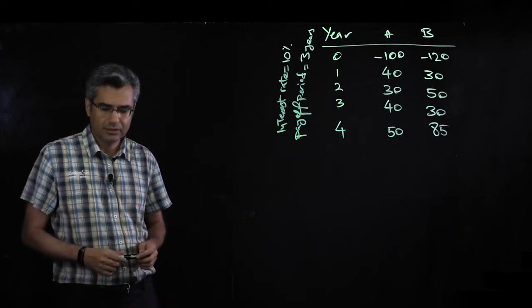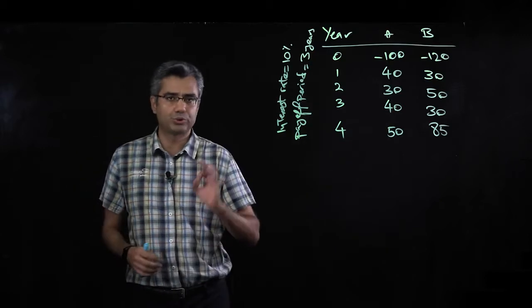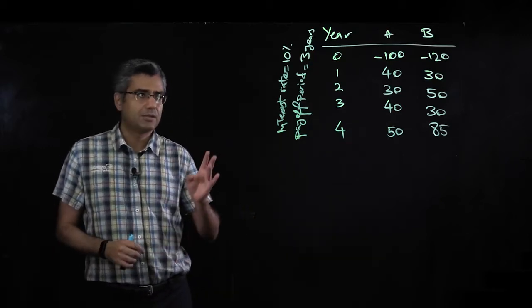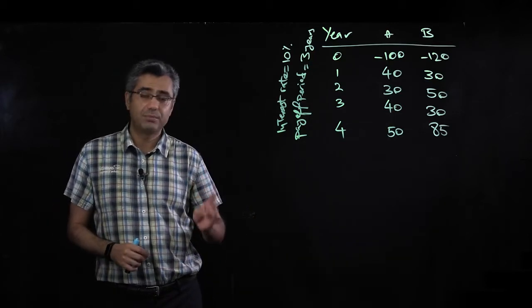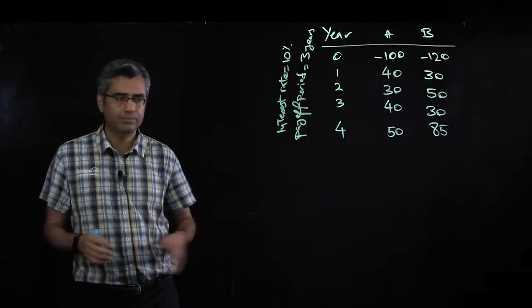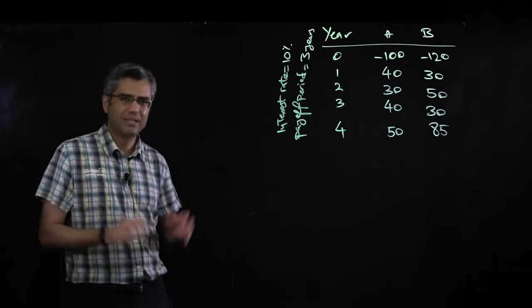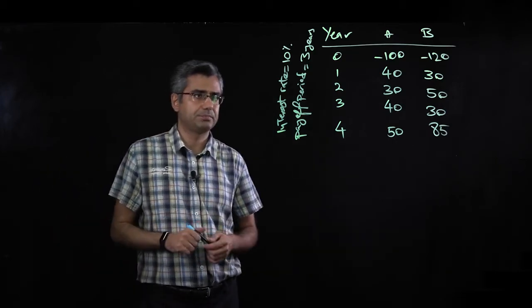There are different capital budgeting methods. In this video, I will show you 3 of them: payback, NPV, and IRR. NPV stands for net present value. IRR stands for internal rate of return. So let's start with the payback period method.